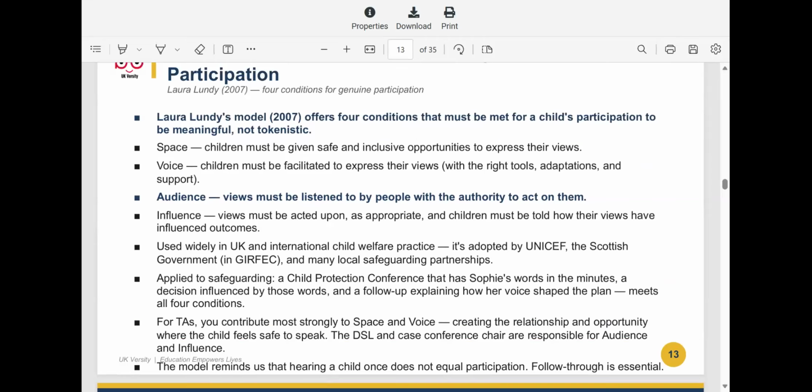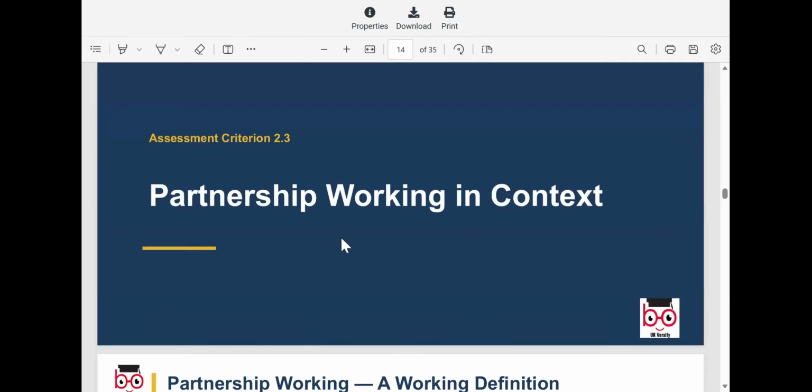And this model actually provides a way of conceptualizing Article 12 of the UNCRC, and this is intended to focus on educational decisions. The four elements were space, which is that children must be given space, inclusive opportunities to form and express their own views. Voice, where the children must be facilitated to express their views. Audience, which is that the views must be listened to. And then influence, the views must be acted on. And these are Lundy's models that we used in regards to it.